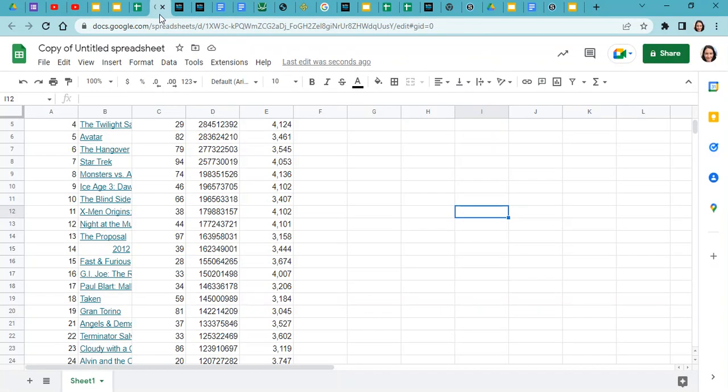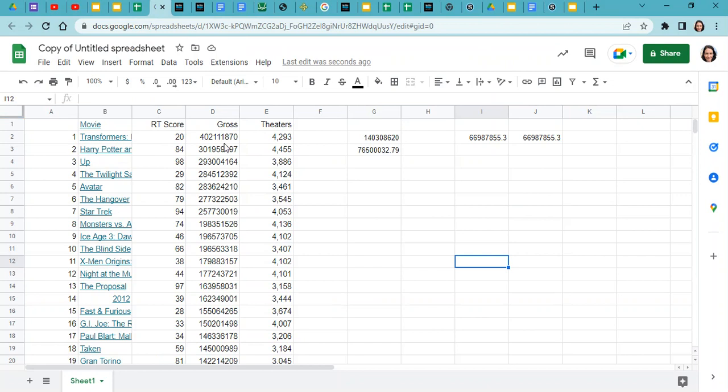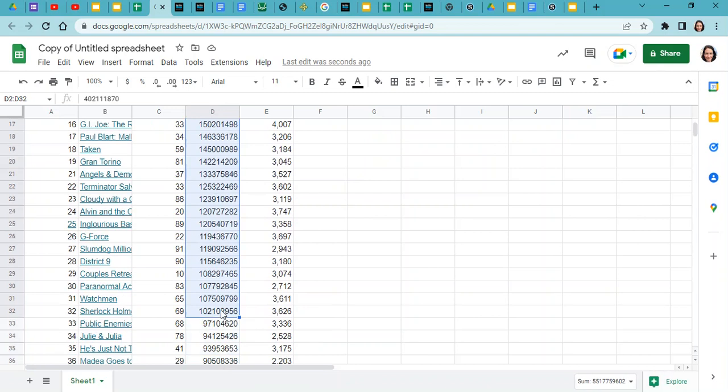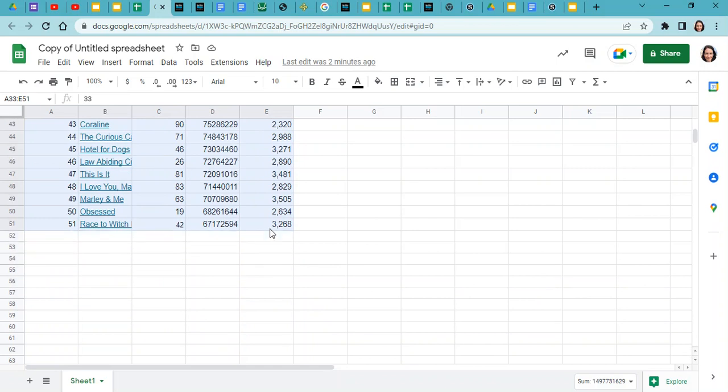What I did was I made a copy of the data I already had so I wouldn't mess up my original. And then I started looking for the movies that grossed over $100 million. So I just kept going down until I reached, so these are the movies. Those 32 movies grossed over $100 million. So I separated the other movies into a different sheet. With a Control X, I cut them.